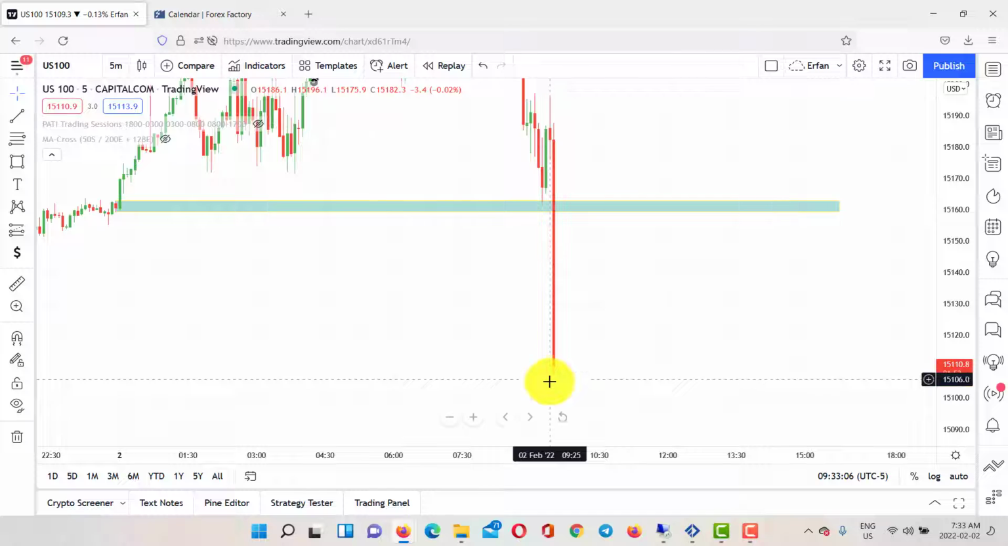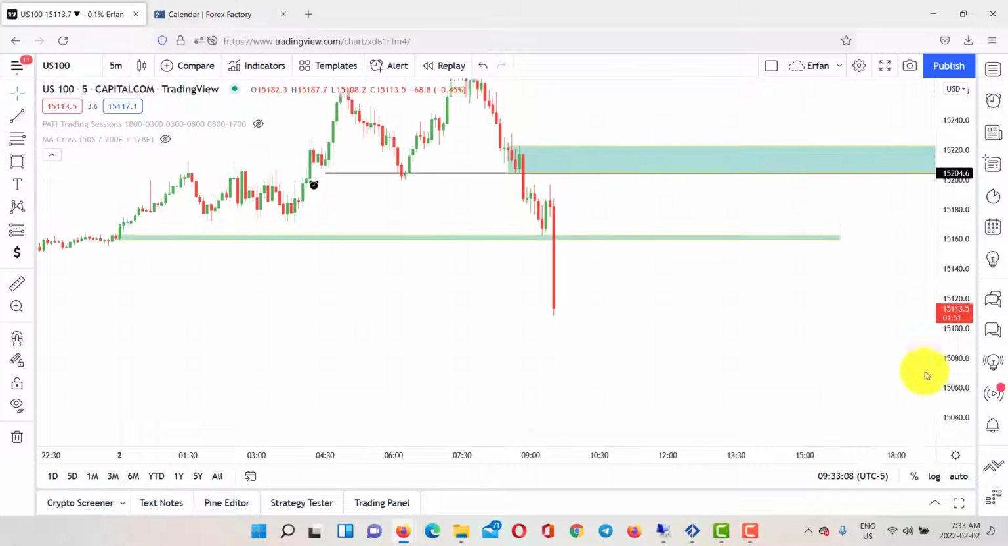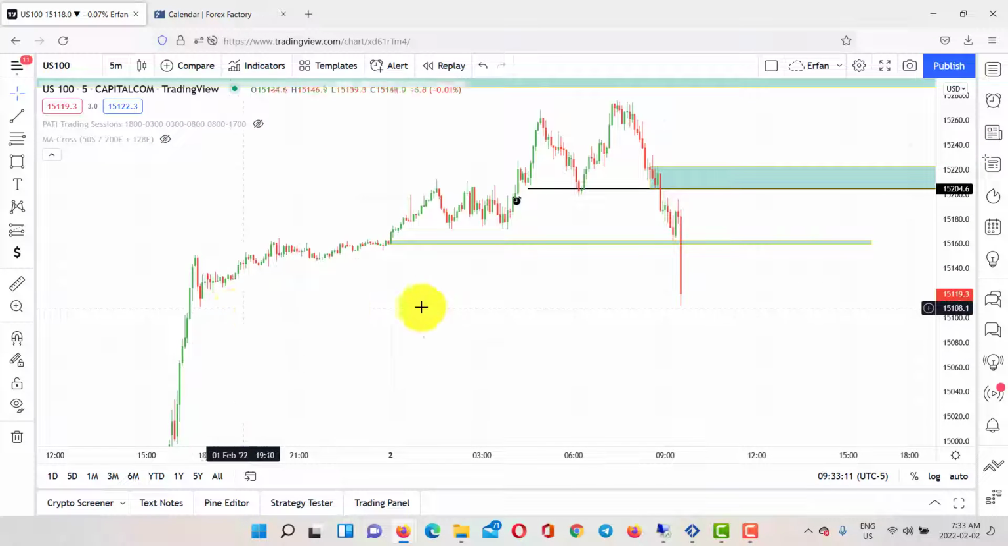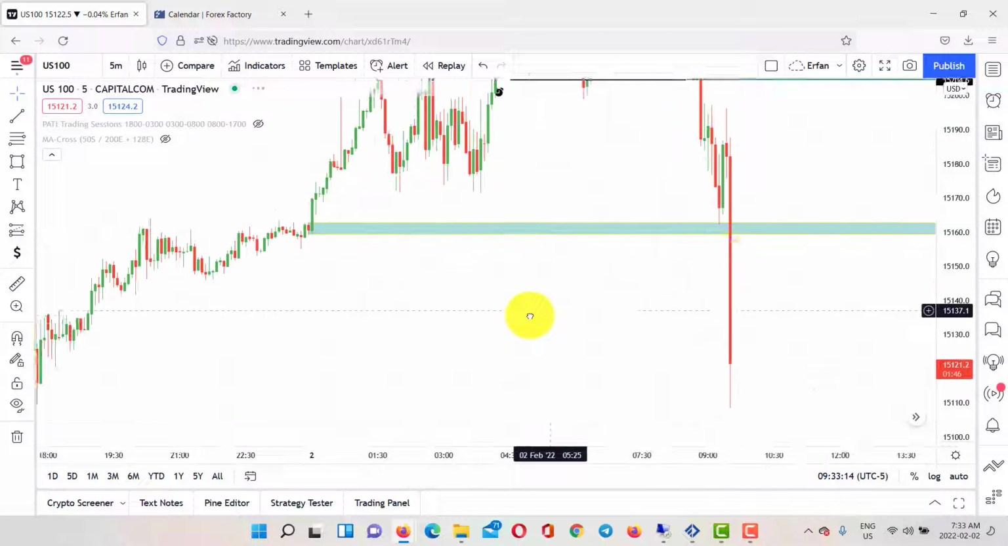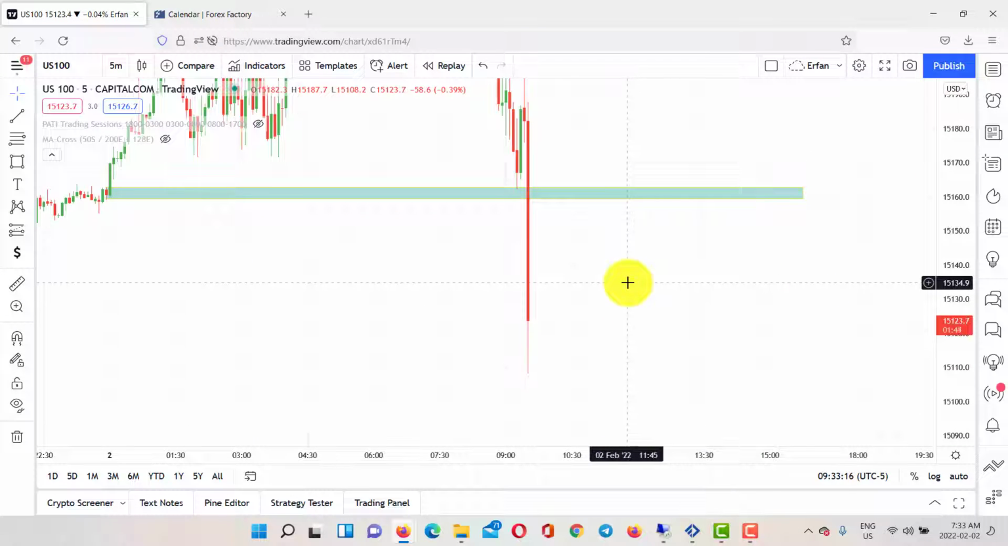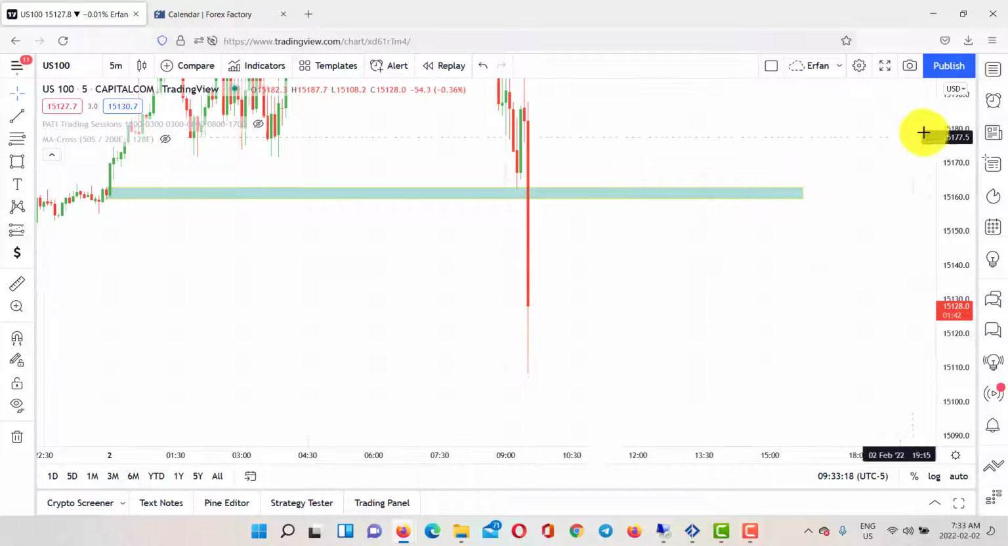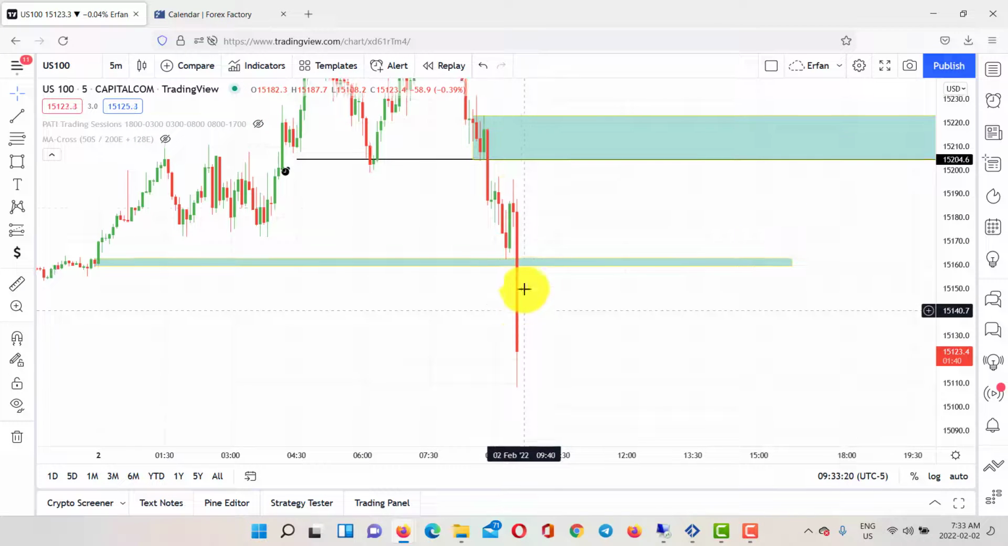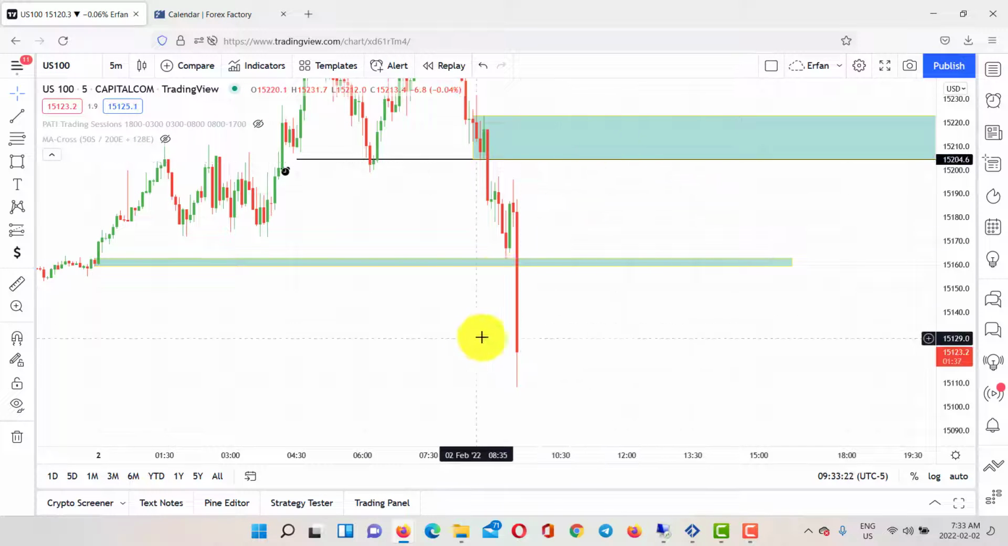Look at this huge candle. Look at this huge candle here, guys. Wow. Yeah, you gotta be super careful with this trade, and this was the mistake that I made today. Yeah, that's it. So I'm just gonna wait to see how the price is gonna react after that.